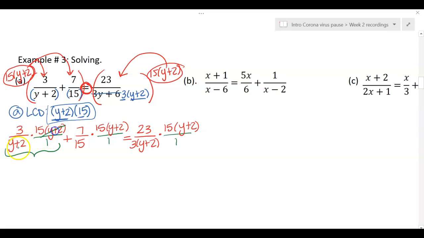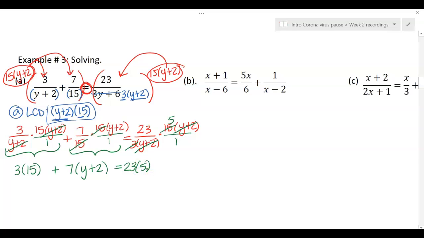So here there's a y plus 2, and I'm left with 3 times 15. In the second term, this multiplication problem I've created, 15 is a common factor that can cancel out. And I'm left with 7 times y plus 2. And in this third problem, the y plus 2 cancels out. 3 goes into 15 5 times, and I'm left with 23 times 5.